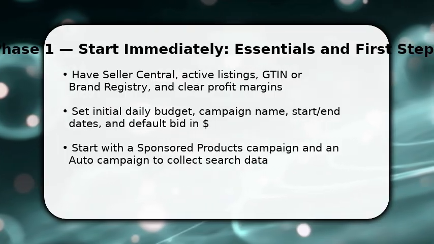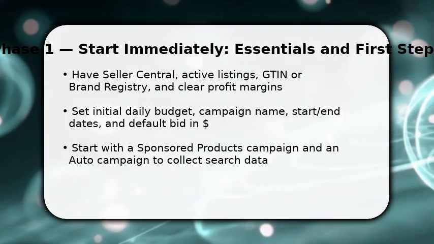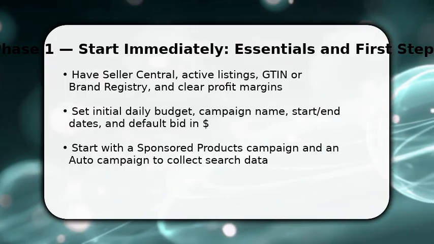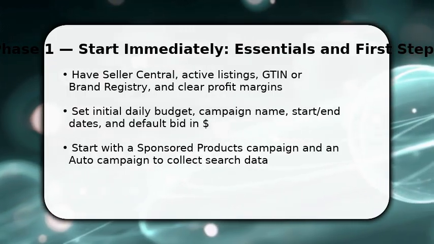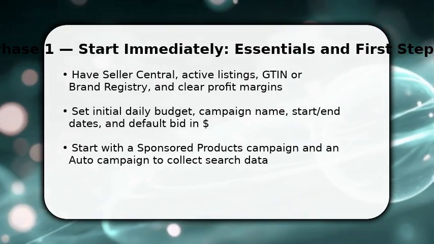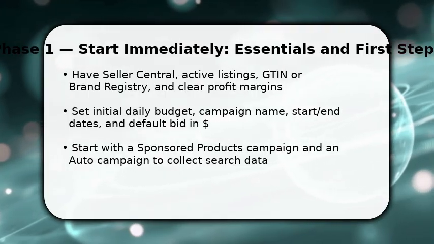First, create a Sponsored Products campaign and enable an auto campaign to harvest search terms and clicks. Make sure to choose relevant ASINs, set a starting default bid, and limit the campaign to a focused set of SKUs. Once the auto campaign runs for 14 days, you'll have real search term data to move into precise manual targeting.